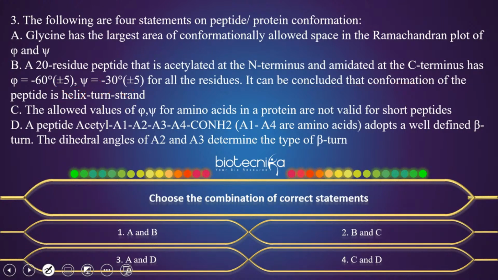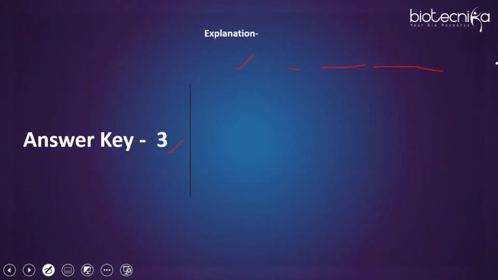Fine. The allowed values of phi psi are not valid for short peptides. Why not? It is valid for any dipeptide also, which has just one peptide plane. Even for that it is applicable. And a peptide which has 4 amino acids will tend to take a beta turn. The dihedral angles of A2 and A3 will determine the type of beta turn.